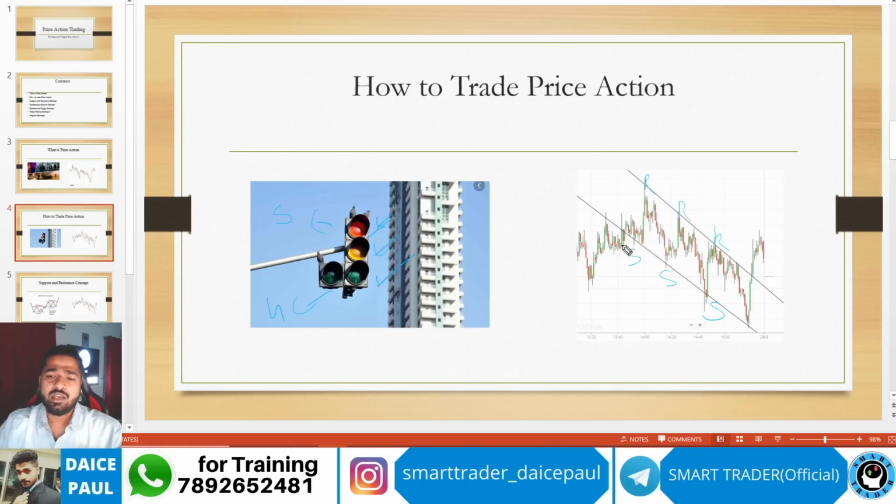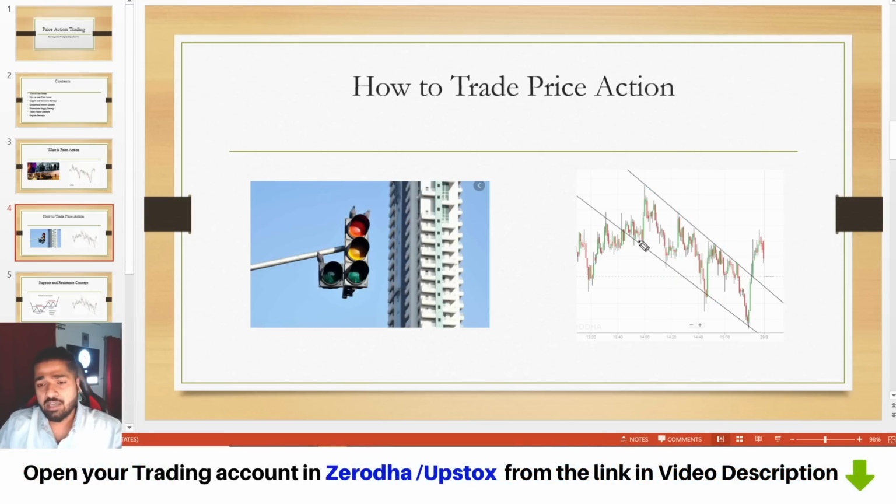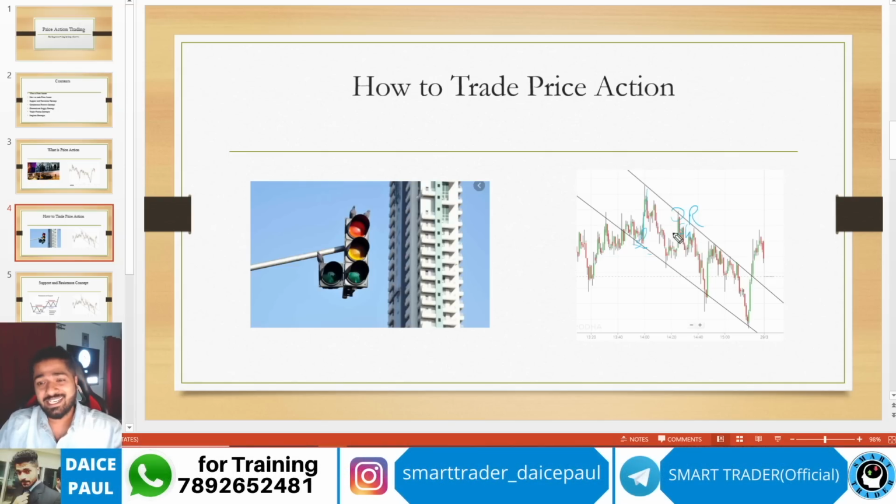But just like how you understood the traffic signal, if you understand that others are looking to buy here near the support zone because it's not breaking, so the next rally is here, or people are looking to short in this resistance zone, selling, trying to short the stock or Nifty near the resistance zone, then just like how you understood the signal, you will be able to do smooth trading in terms of price action.